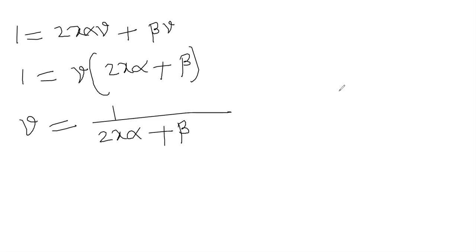Are they asking velocity in the question? No. What are they asking? Read the question. Retardation, sir. Retardation means they want, what do they want? Negative acceleration. So we have to find out the acceleration. Acceleration is defined as dv by dt. Yes, dv by dt.